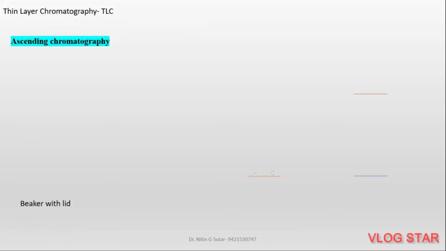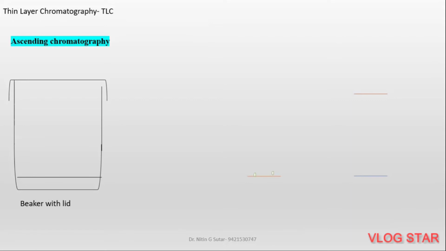Okay. So for that, you have to take a beaker with a lid. A cover must be there on the beaker. To that, you have to add the liquid component, that is the mobile phase. In this, there are two components. One is a polar phase and another one is a non-polar phase. The polar phase includes ethanol and methanol, and the non-polar phase includes benzene and petroleum ether. Meanwhile, you can utilize ethyl acetate, diethyl ether, chloroform, various types of components.